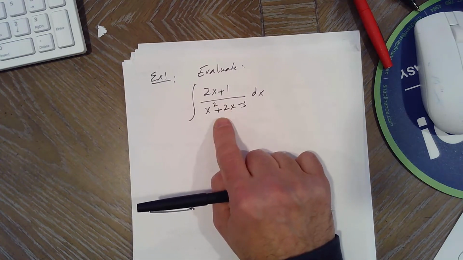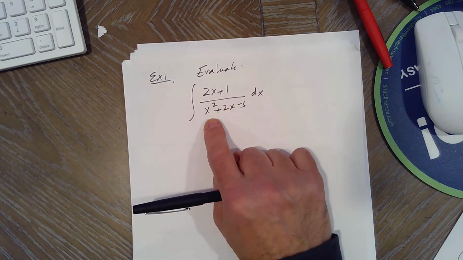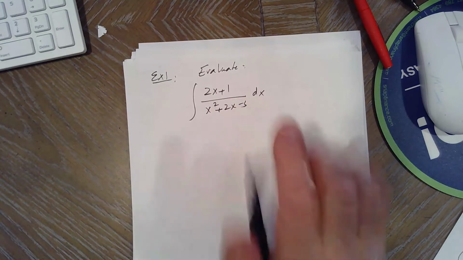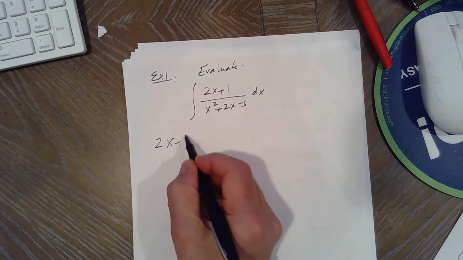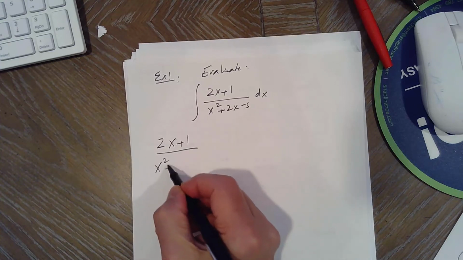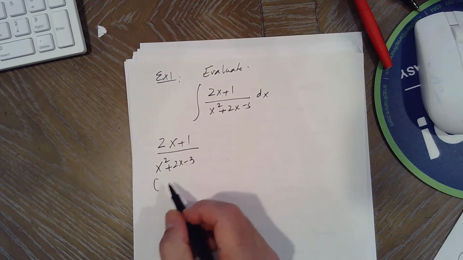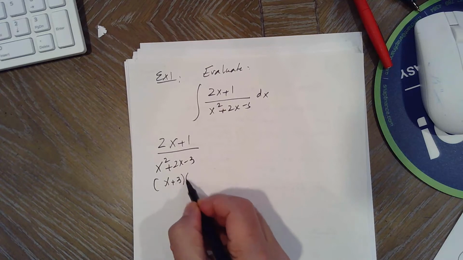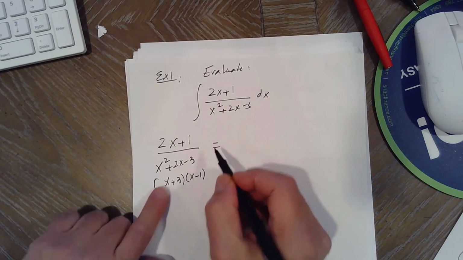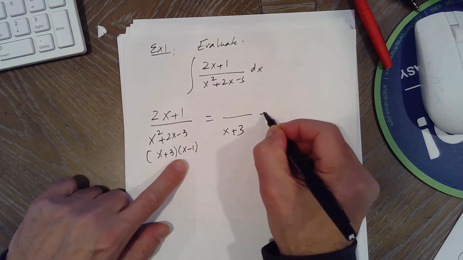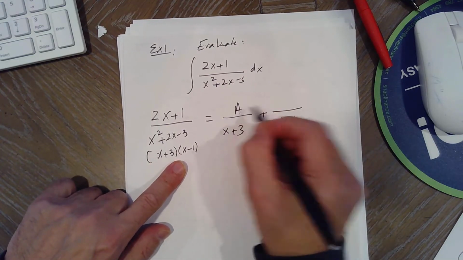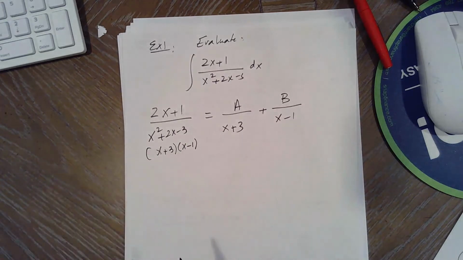Because if we let u equals x squared plus 2x minus 3, du would be 2x plus 2, which is not going to work. But the degree of the top is less than the degree of the bottom, so we want to try to factor the bottom. It does factor luckily into x plus 3 times x minus 1. So these are distinct linear factors, so we put one fraction for each factor, and we put constants. Instead of c's, I'll use a and b, okay?